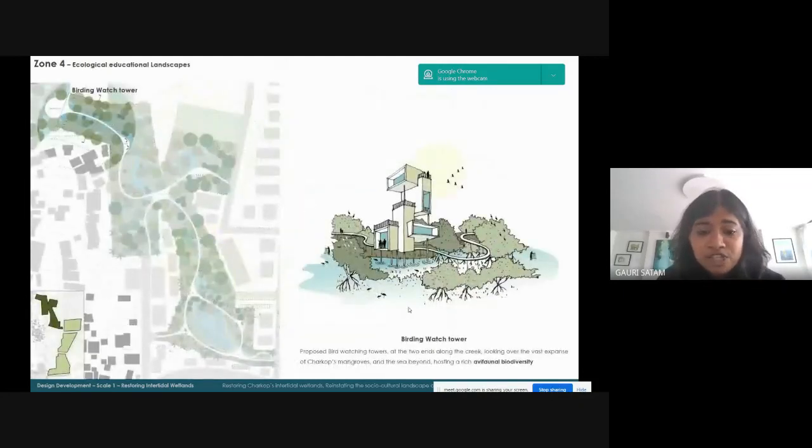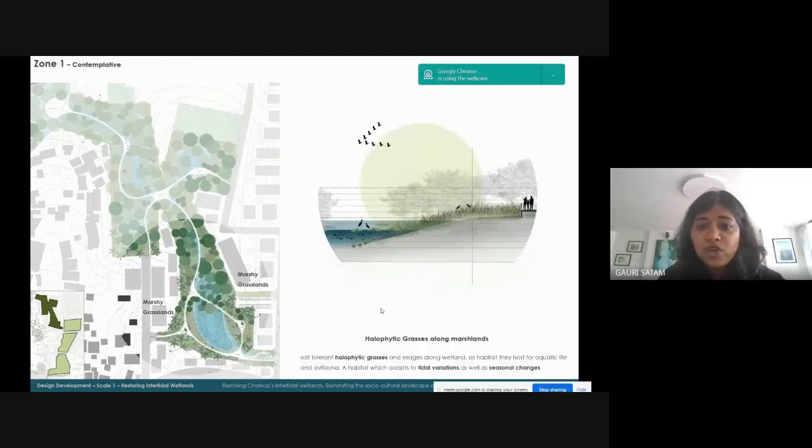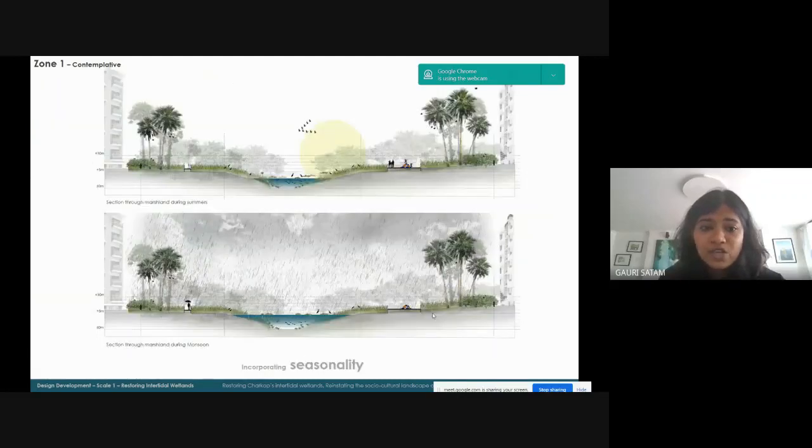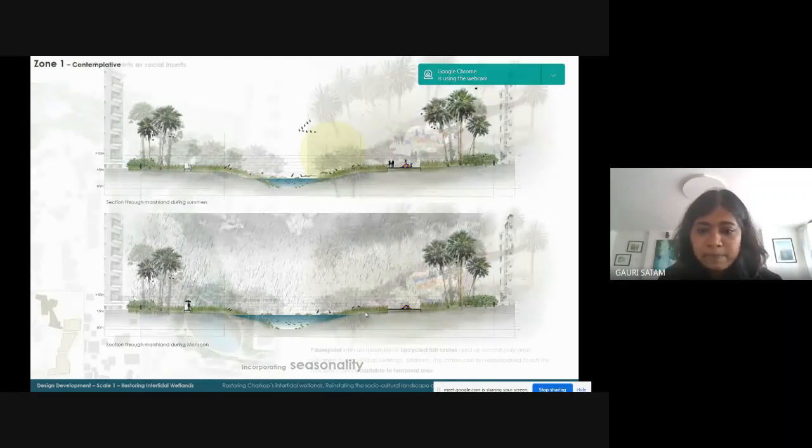Then a bird watching tower, which is closest to the creek, which is at the threshold of the coastal wetlands and the intertidal wetlands, where you could overlook the reserved forest and see the massive avifaunal biodiversity. Then certain wetlands, which are created with halophytic grasses along the marshlands, which also have a landscape of toddy palms, which was native to the region once. So you can see the seasonal variations the same landscape could also offer, swelling and shrinking as needed.